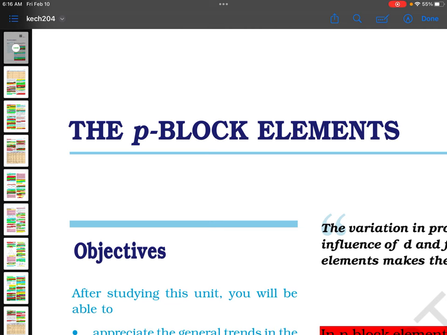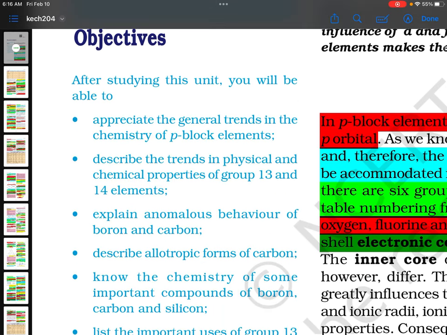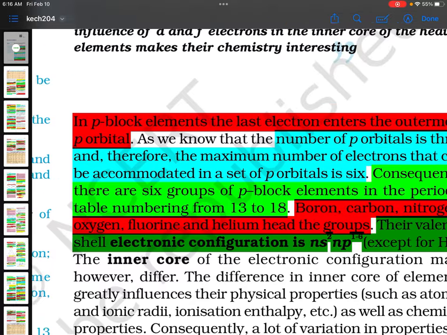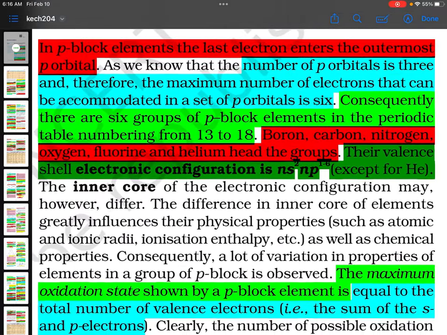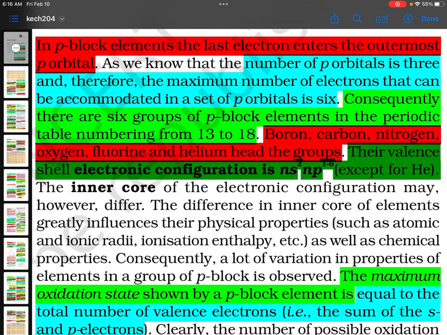The p block elements, NCERT, very important points. These you cannot skip. If you read this NCERT, this is enough for JEE Main, Advanced as well as NEET. Enough for the inorganic chemistry part.